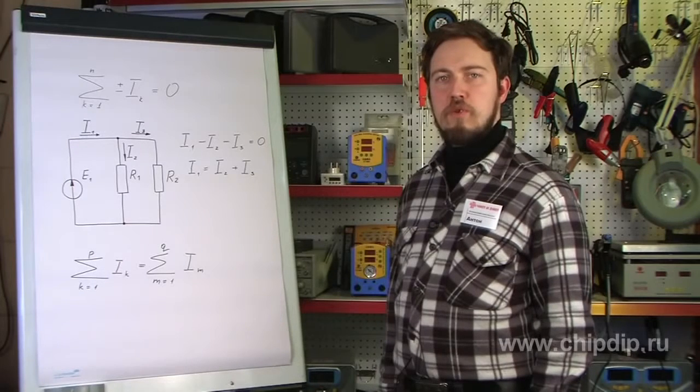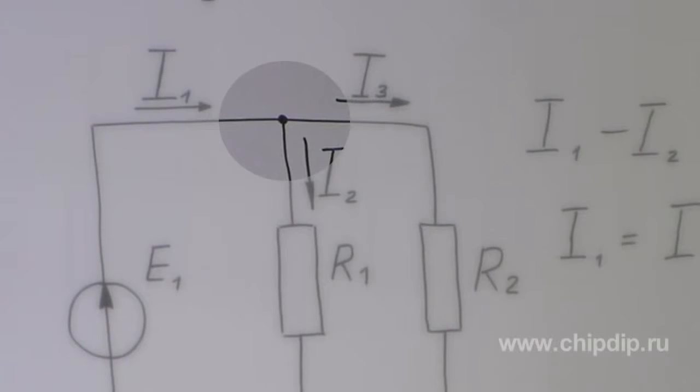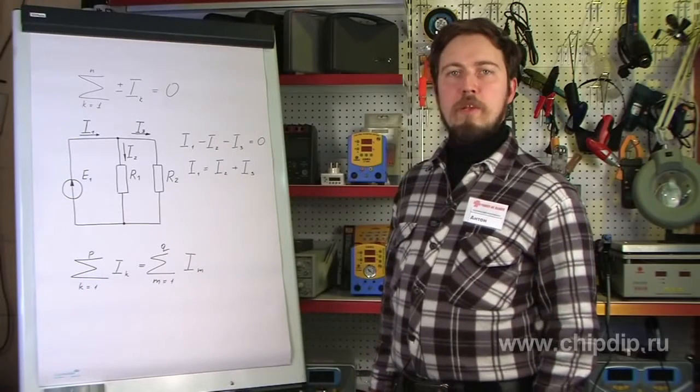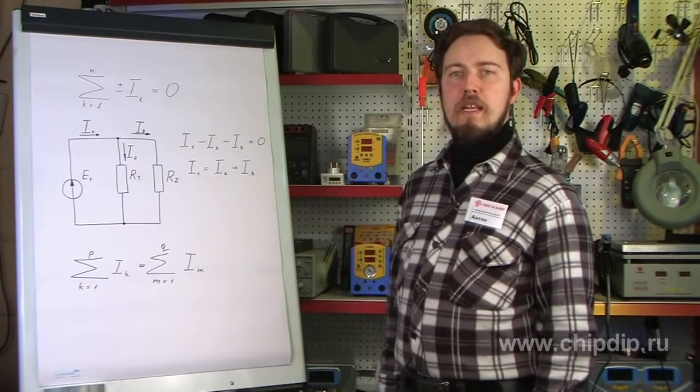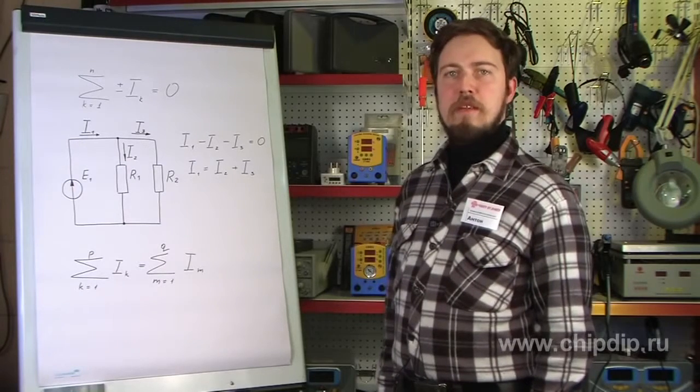This law is based on electric current continuity and applies to electric circuit nodes as follows. An algebraic sum of currents within a node equals 0. That is, an electric circuit node is a connection point of 3 or more branches. We assume positive current if it flows into the node and negative current if it flows out.